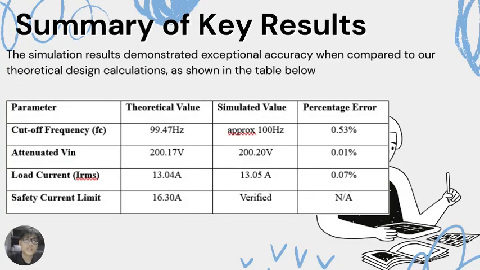So we have the theoretical value and the simulation value. As you can see, the cutoff frequency is almost the same. The percentage of error is 0.43%. Attenuated Vin is 0.01%. Load current is 0.07%. FSD current limit is verified.